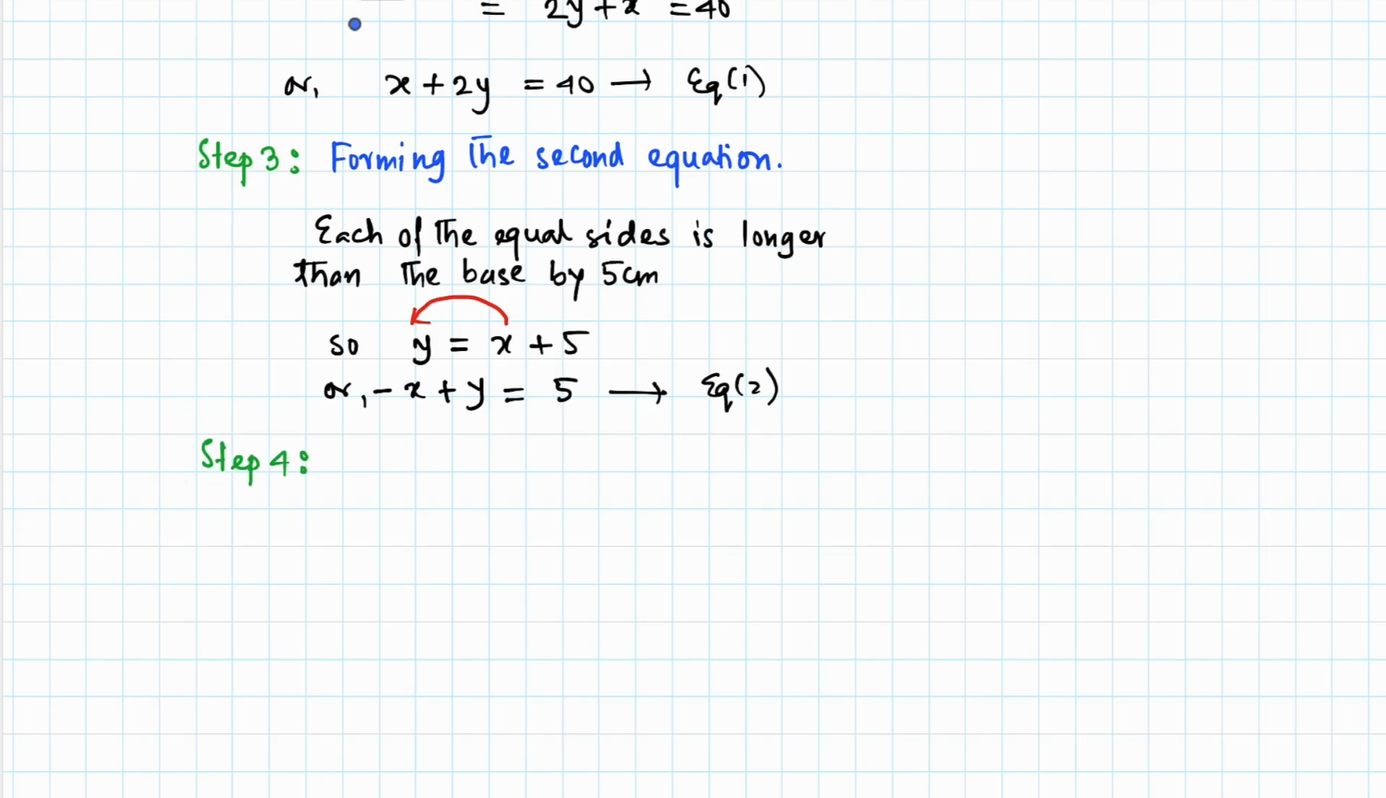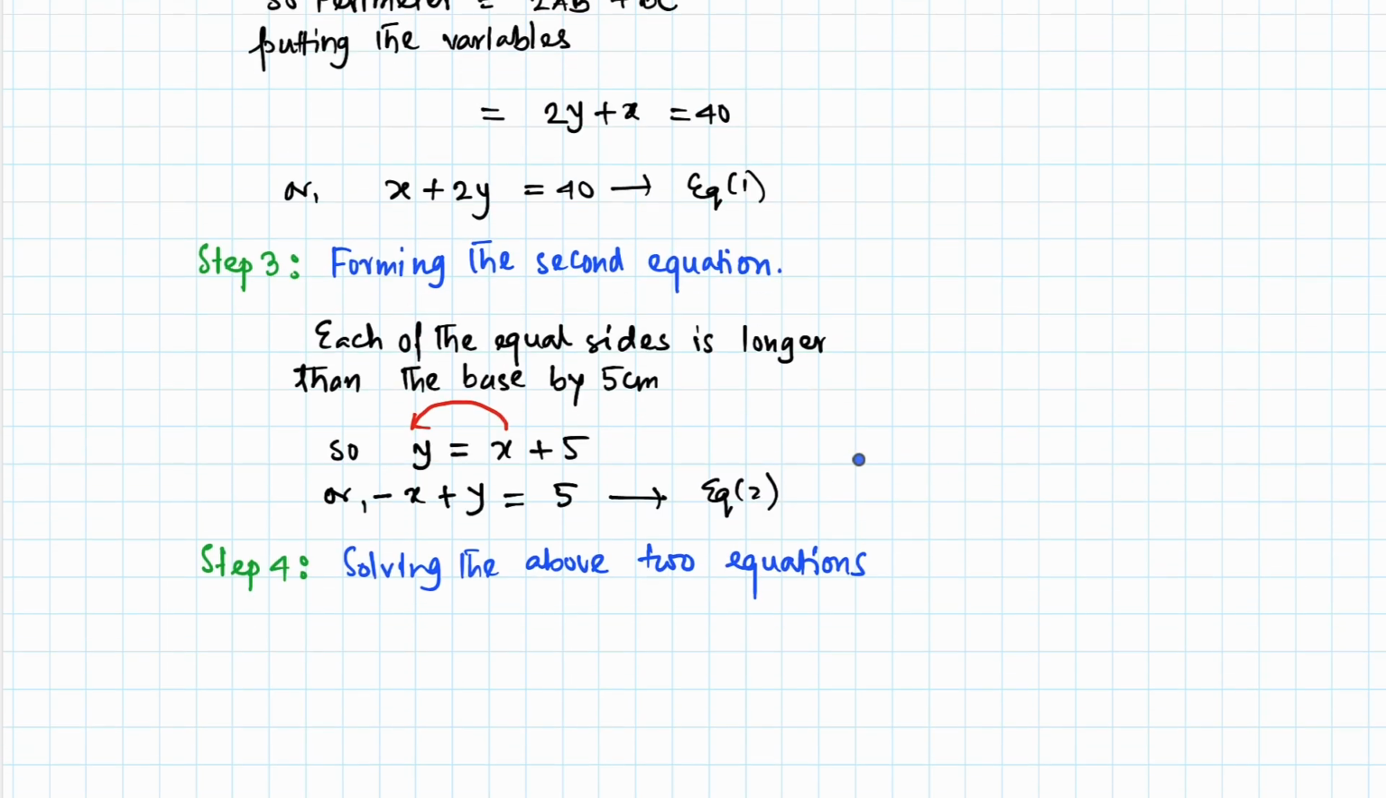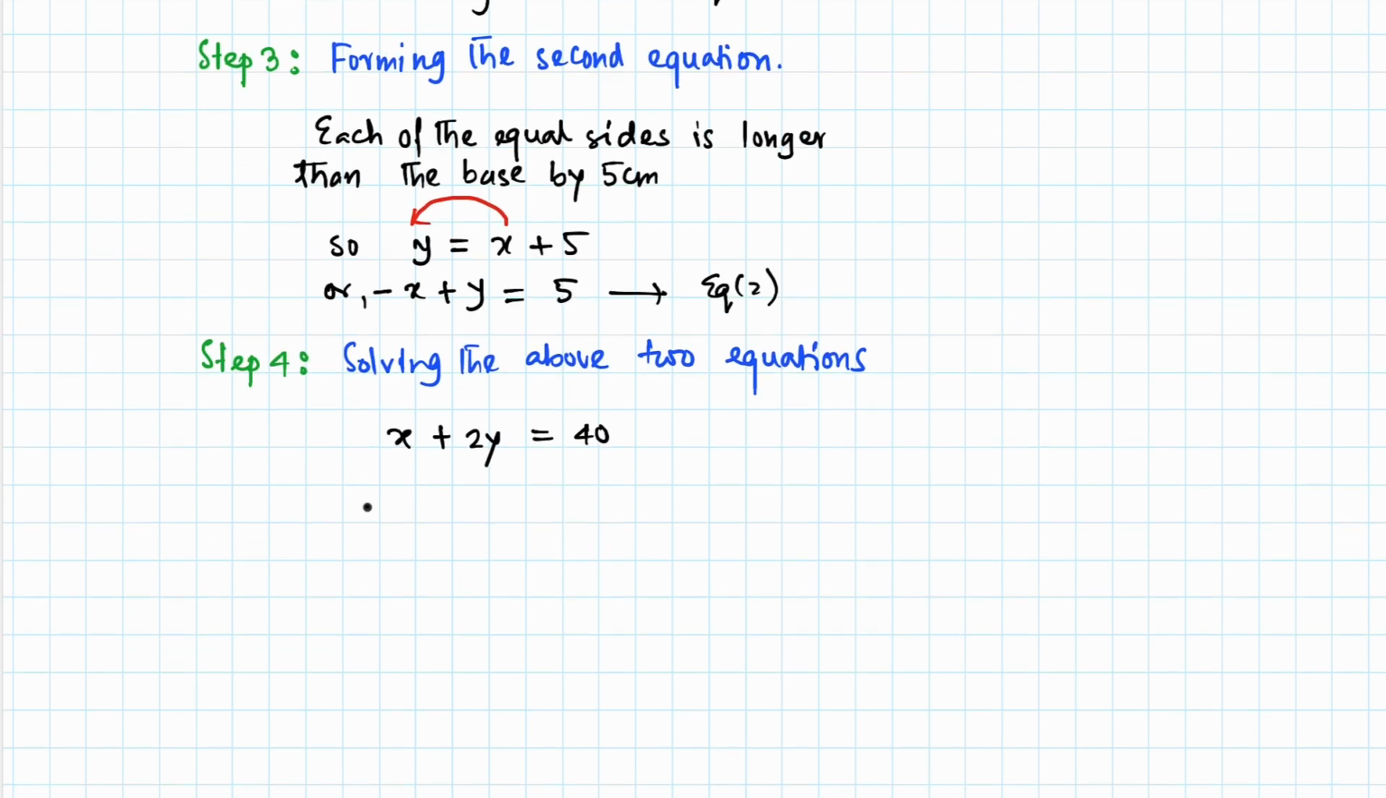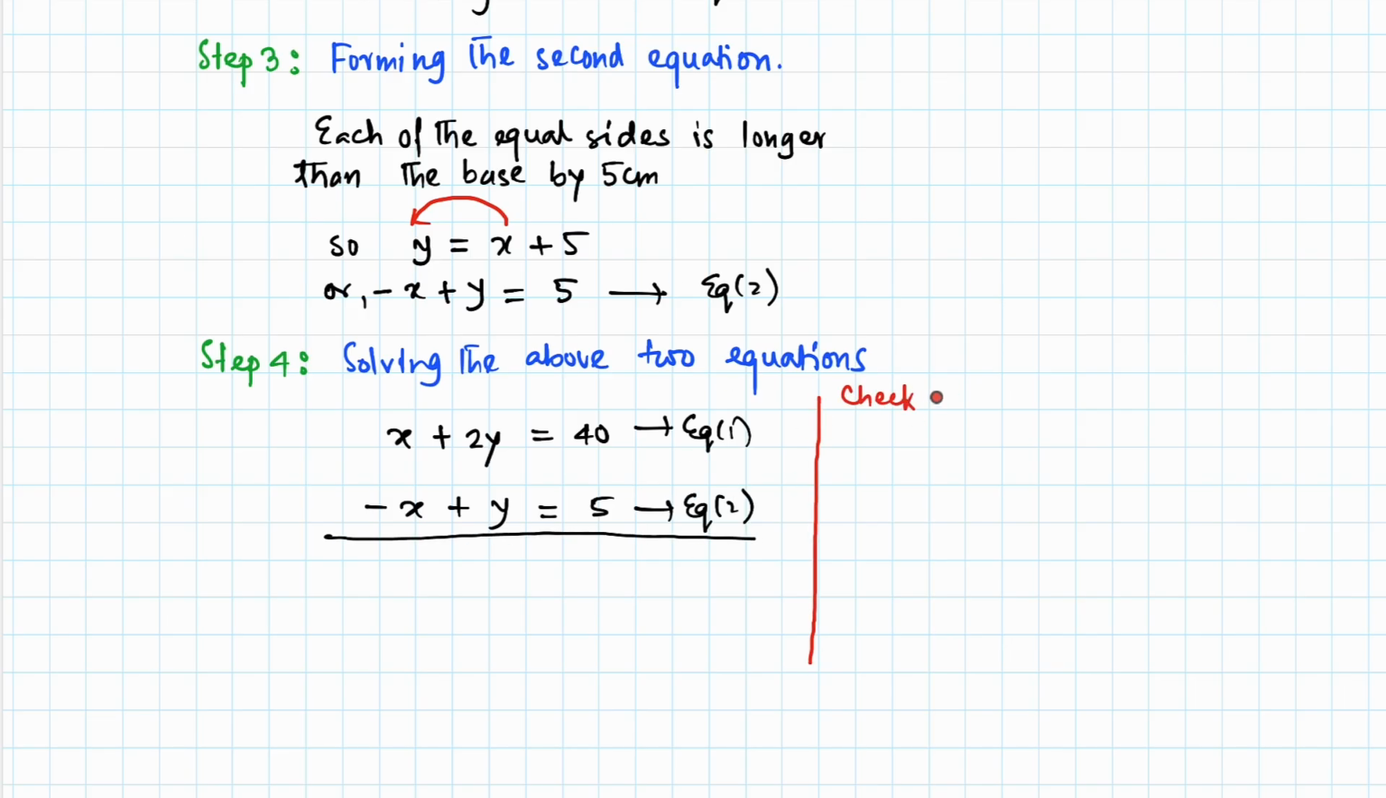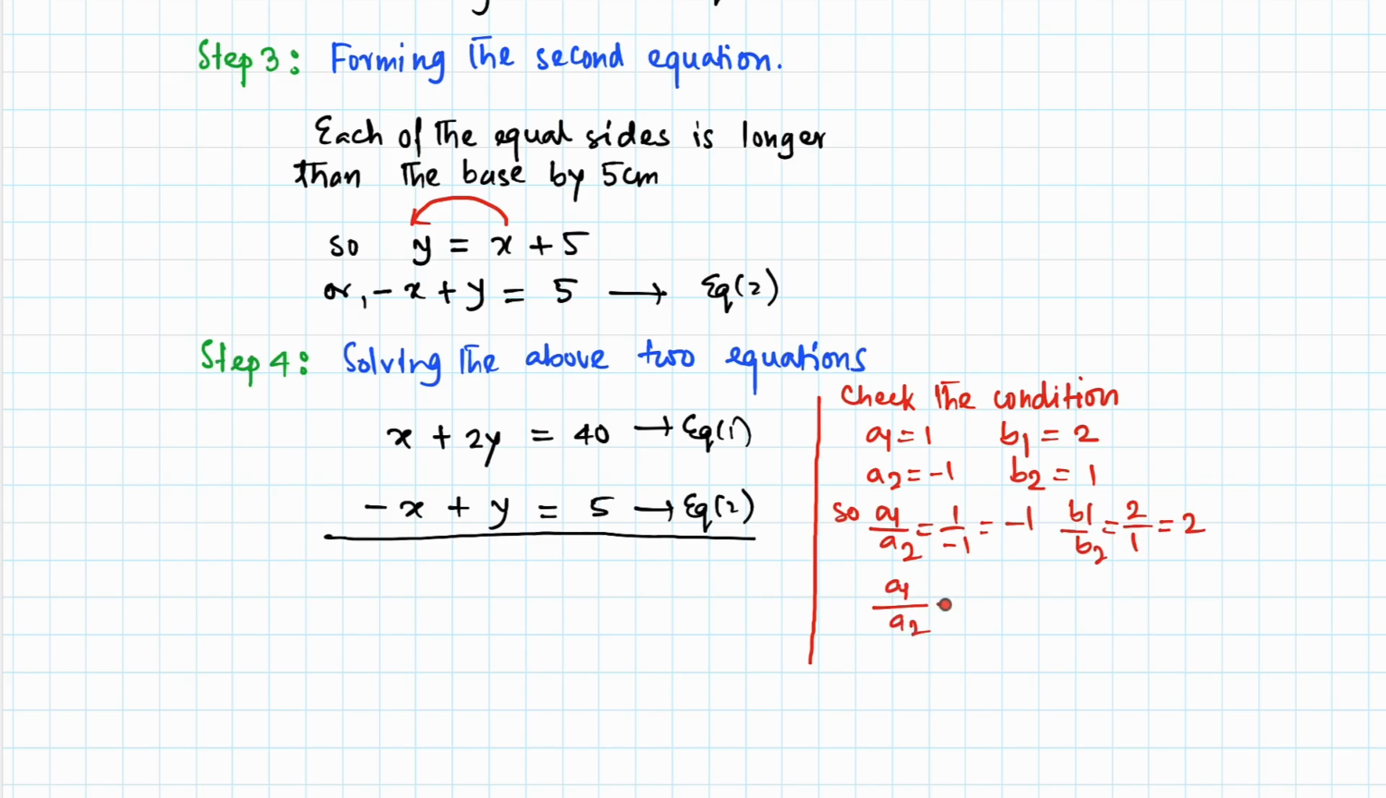Now step number 4, we have to solve the above pair of equations which we have got. So x plus 2y equal to 40 is the first equation, and minus x plus y equal to 5 is the second equation. Now let's first check the condition. Every time we will check it. a1 equal to 1, a2 equal to minus 1, b1 equal to 2, b2 equal to 1. So a1 by a2 is minus 1, b1 by b2 is 2. That means a1 by a2 is not equal to b1 by b2. So this will give me a unique solution. So you can go ahead and solve these equations.